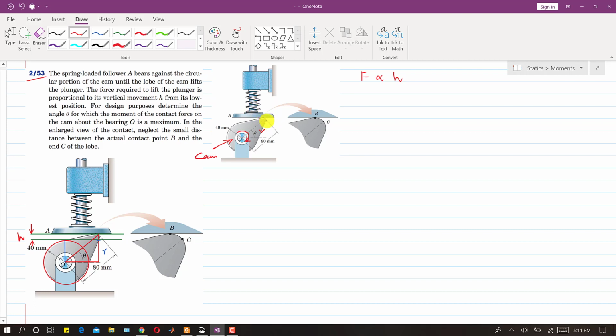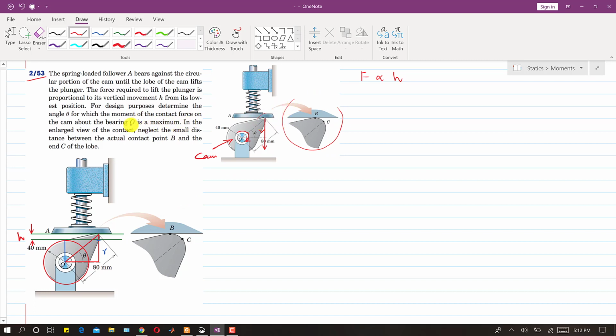So that force will be acting directly downward, in the negative y direction, right? So if I draw that force, this will be that force, like this, right? And now in the enlarged view, we can see this portion of this lobe, right?